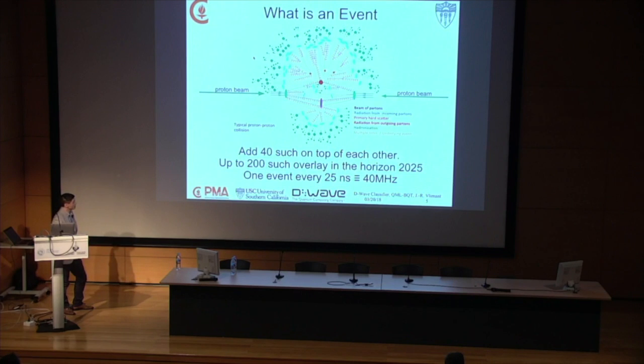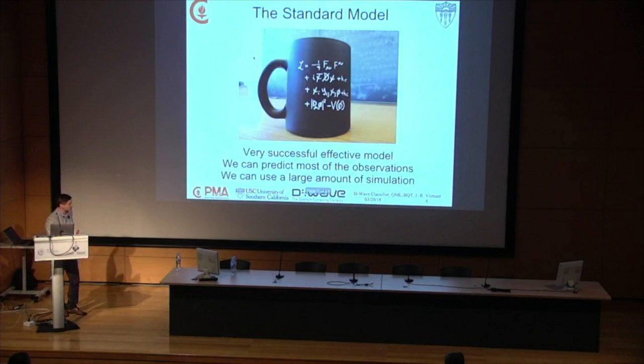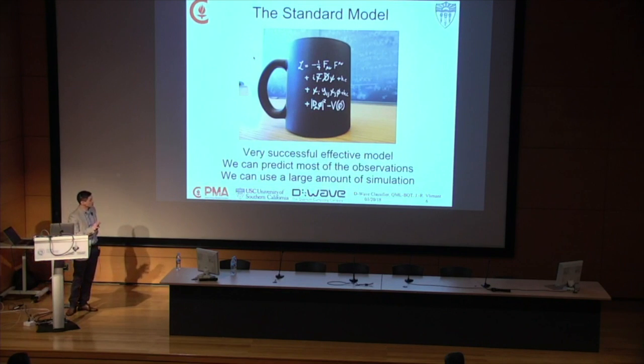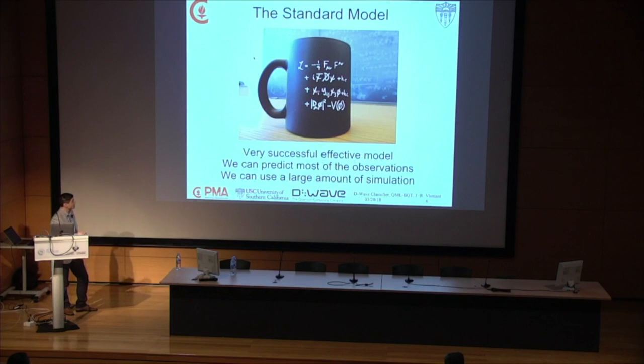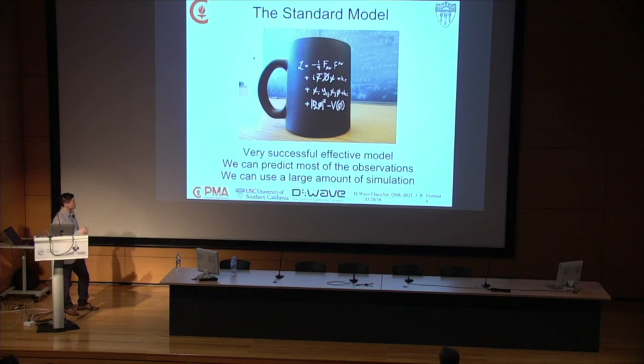And this collision, we do it at a whopping rate of 40 megahertz. So that is a big data problem that is not the subject here of this talk, but that's still one problem. Most of what we observe in the detector is governed by the standard model of particle physics. This is a very successful, effective model that can predict many observations over many orders of magnitude. And then that gives us something that most data science problems don't have, which is that we have a large amount of simulation that we can rely on for truly labeled data sets.